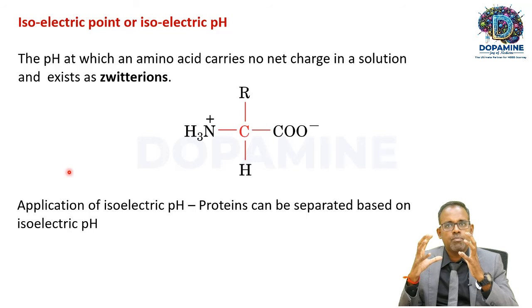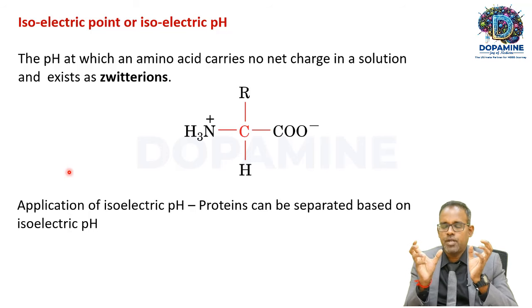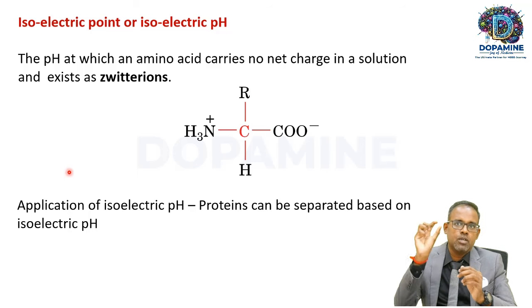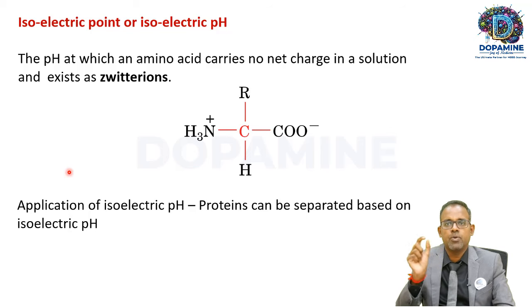Why is this important? This isoelectric pH is employed in precipitating proteins out of a solution. Proteins can be separated when you bring the protein to its isoelectric pH, so it cannot move to either side and will settle down. When you isolate that protein, you can do some research on it. So that is what is important when it comes to isoelectric pH.